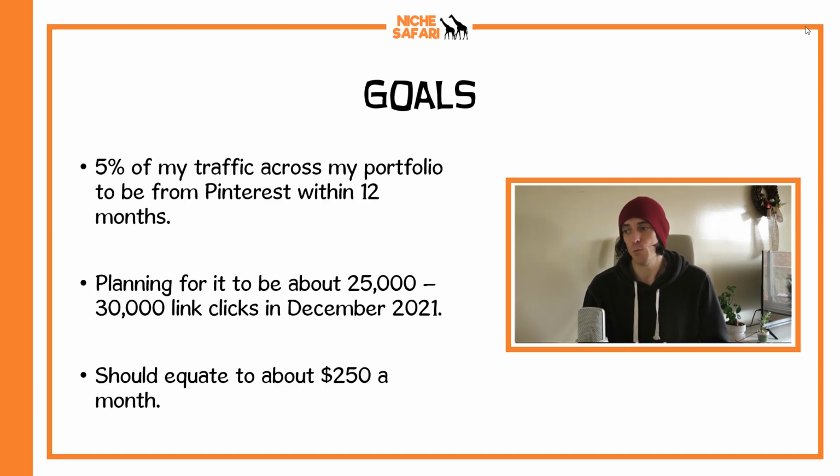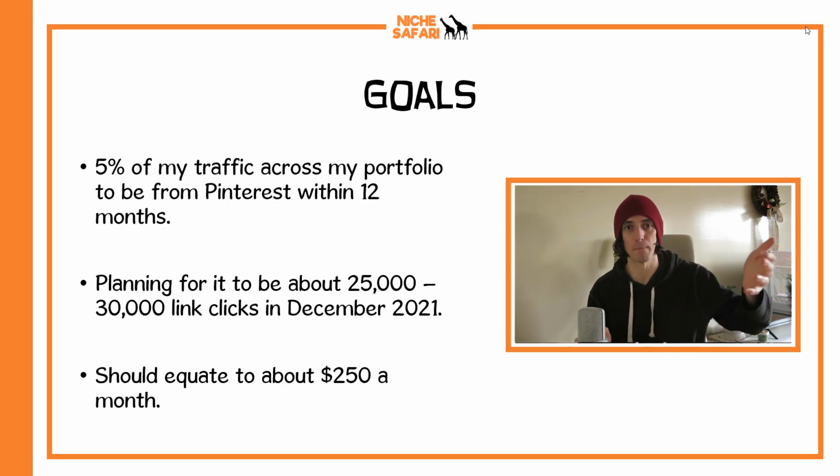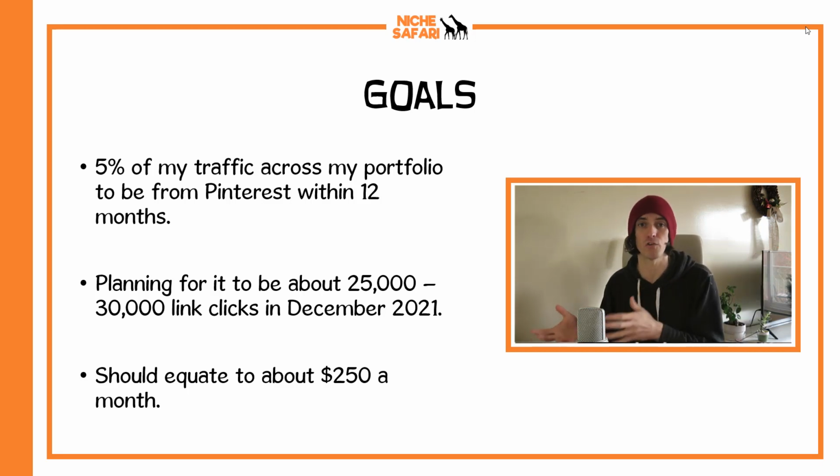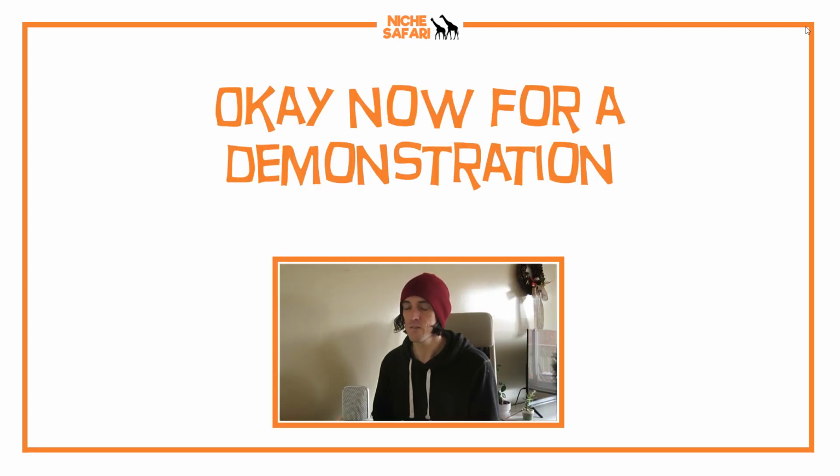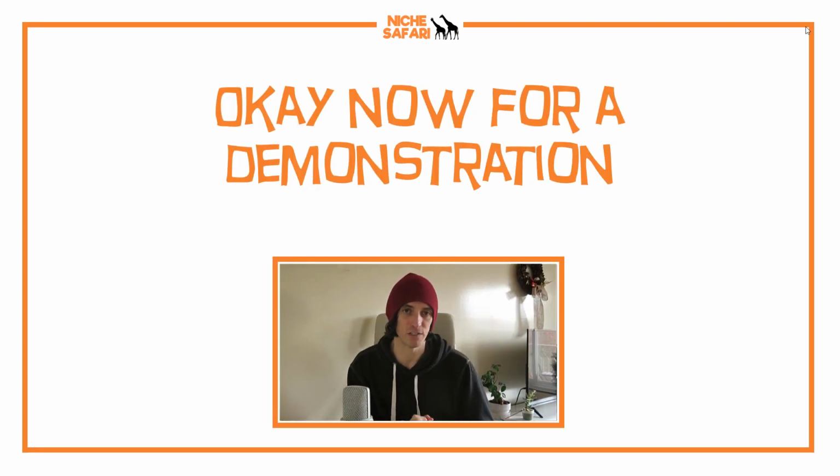So that should be somewhere between 25,000 and 30,000 clicks by December 2021, and should equate to somewhere around $250, give or take a couple $100 on either side per month from Pinterest. So that might help me to increase my passive income by a couple of $100 a month. And it's just by adding 10 minutes on to the end of my standard operating procedure. Once I've published my blog post, I spend 10 minutes creating Pinterest pins for it. Nice and straightforward.